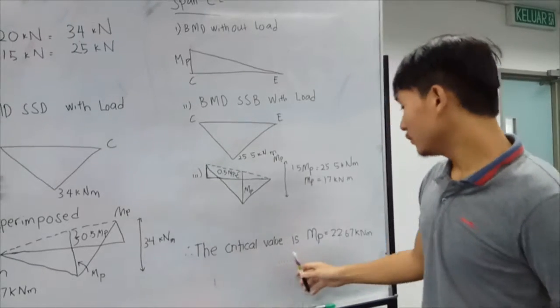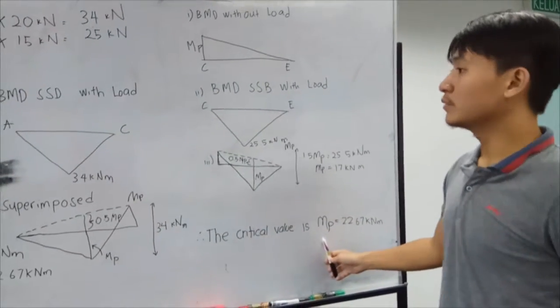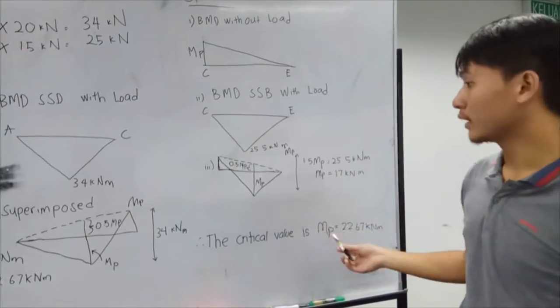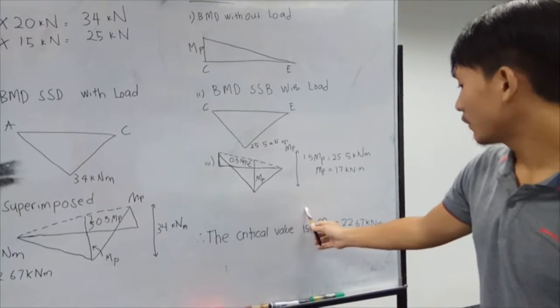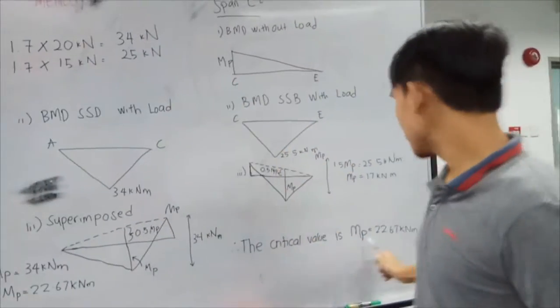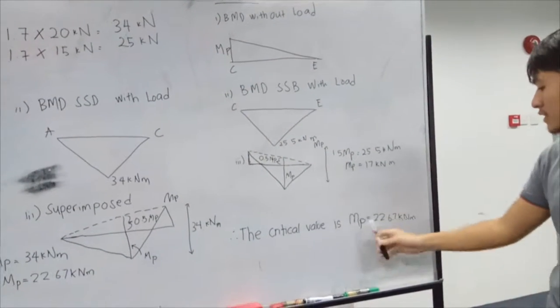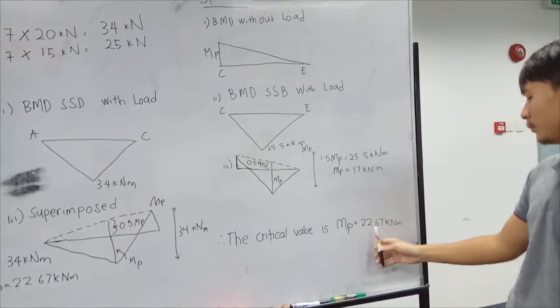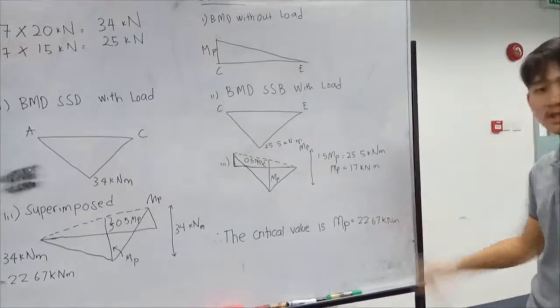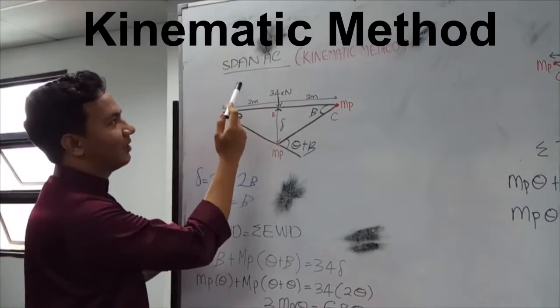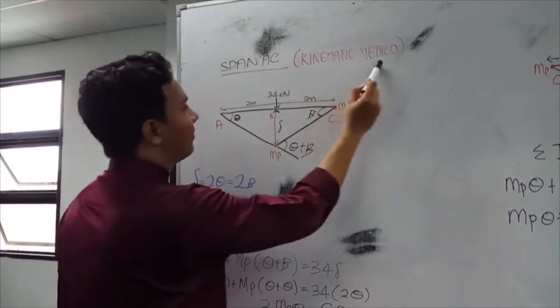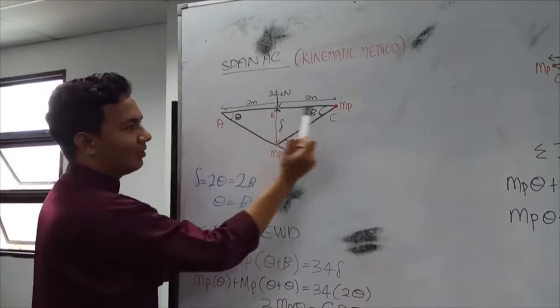The critical value of plastic moment is the higher one. So the plastic moment is higher in span AC. So the plastic moment is 22.67 kilonewton meter. The next method is the kinematic method for span AC, A to C.